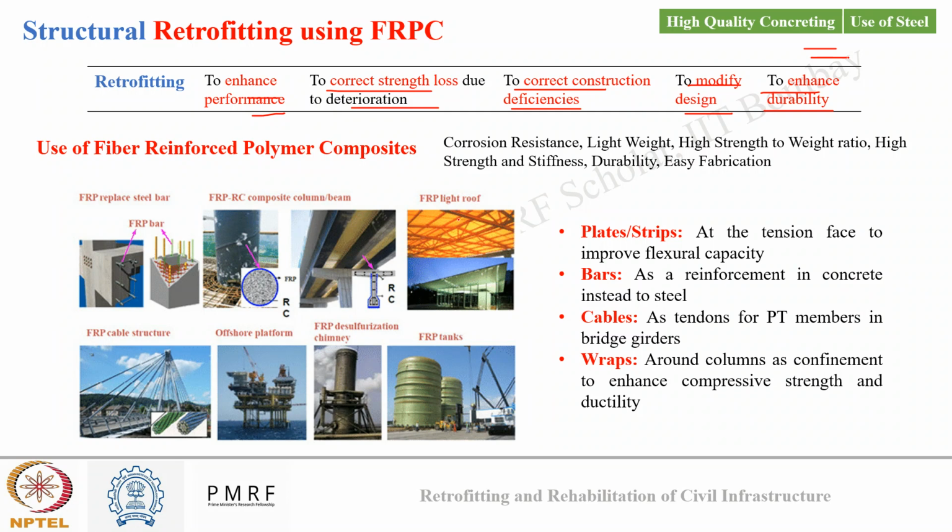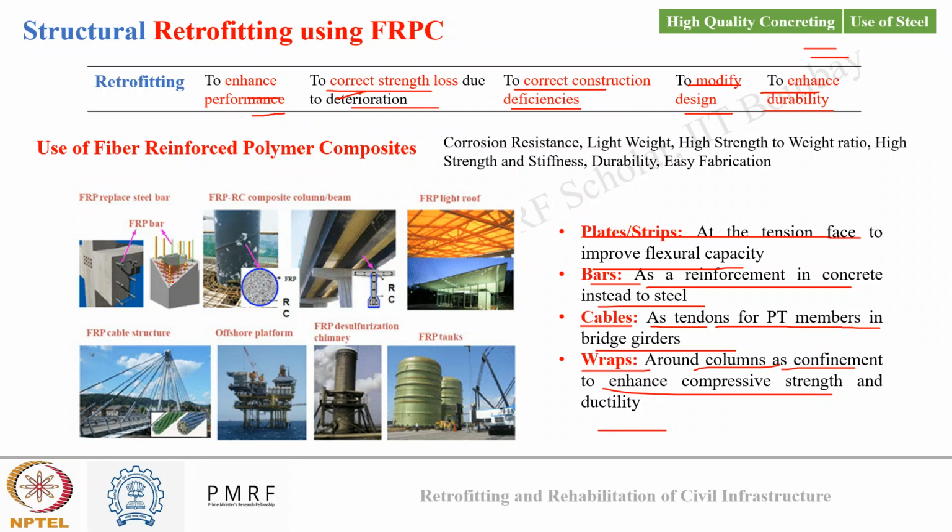Now FRP as a retrofitting material is used in several ways. It can be used as plates and strips. The plates and strips can be attached on the tension face to improve the flexural capacity. It can be used as bars, as reinforcement in concrete instead of steel, or as a near surface mounting repair method. It can be used as cables, as tendons in post tension members in bridge girders, and it can be used as a wrapping material around columns as confinement to enhance the compressive strength and ductility.